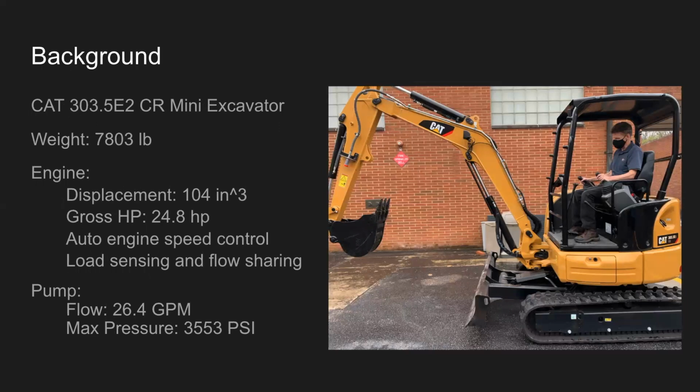Here's some background information, including the model of the excavator that was used along with its weight. There's also some engine specs, such as the displacement, which is 104 cubic inches, the horsepower, which was 24.8, and the engine had auto engine speed control along with load sensing and flow sharing. There's also some pump specs on this slide, which was the flow rate of 26.4 gallons per minute and the max pressure, which was 3,553 psi.